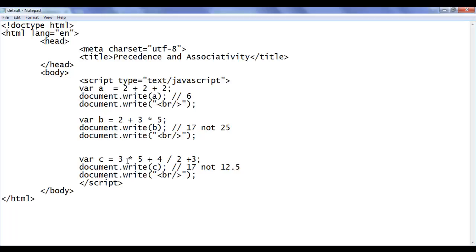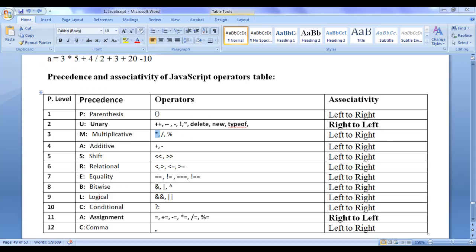So here is how the browser evaluates the expression. We have multiplication operator, plus operator, division operator, equal to operator. Which operators have the higher precedence than the others here? It refers to the precedence table. Multiplicative operators have higher precedence than the additive operators, and additive operators have higher precedence than the assignment operators. Multiplicative and additive have left to right associativity.